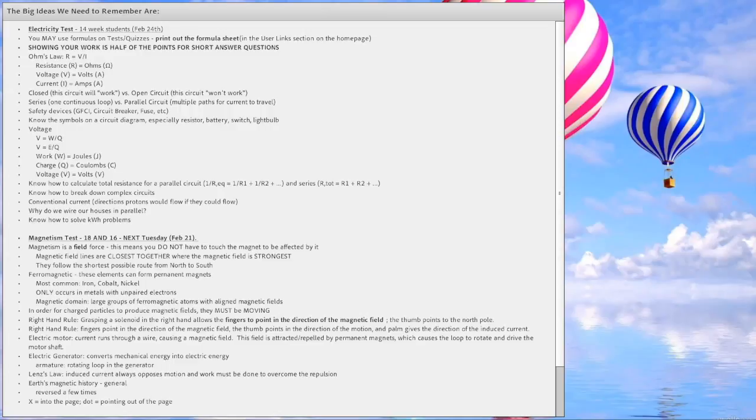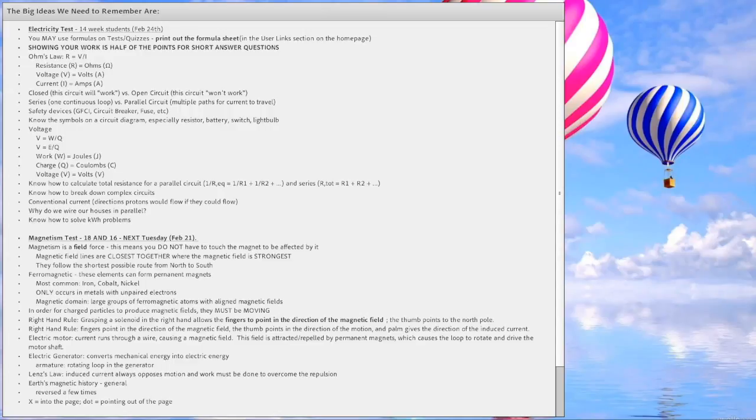A generator then is going to convert mechanical energy into electric energy. So that's why people plug in generators when their power goes out or whatever, because they're taking that mechanical energy and turning it into electric energy. So then you can run your appliances or whatever you need to do.